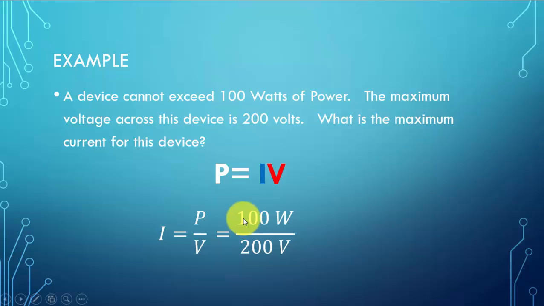Substituting, we have 100 watts in the numerator and 200 volts in the denominator, and that gives us a value of 0.5 amps. So for this device, we cannot exceed 0.5 amps if the voltage across the device is 200 volts.